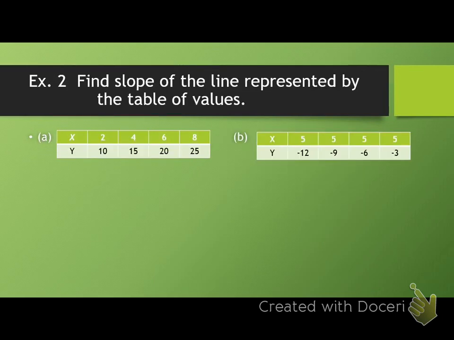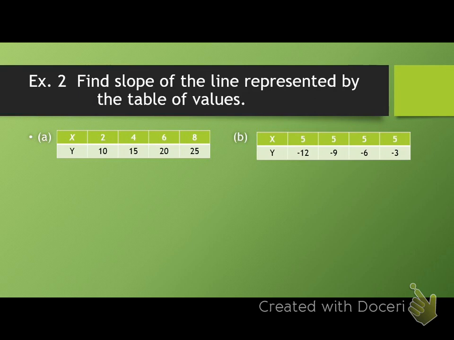This says find the slope of the line represented by the table of values. Again, we have options. These are ordered pairs. What could we do with all these ordered pairs? We could graph them, and then we could do what we just did. But probably nobody right now is really feeling the graphing. So that brings us to our slope formula.